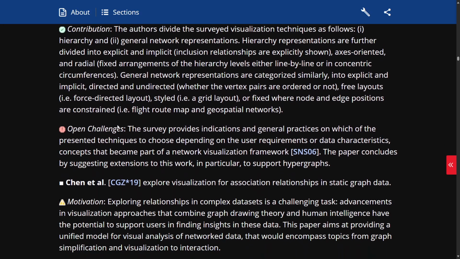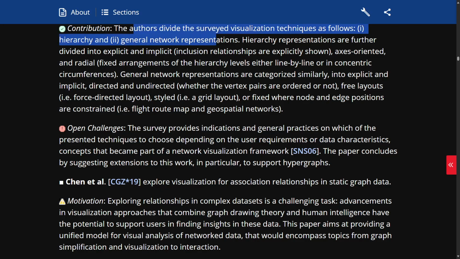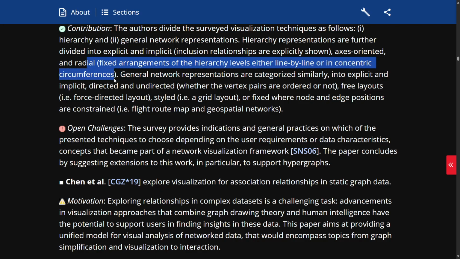Contribution. The authors divide the surveyed visualization techniques as follows: 1. Hierarchy, and 2. General network representations. Hierarchy representations are further divided into explicit and implicit. Inclusion relationships are explicitly shown, axis-oriented, and radial, fixed arrangements of the hierarchy levels either line by line or in concentric circumferences. General network representations are categorized similarly into explicit and implicit, directed and undirected, whether the vertex pairs are ordered or not, free layouts, i.e. force-directed layout, styled, i.e. a grid layout, or fixed where node and edge positions are constrained, i.e. flight route map and geospatial networks.